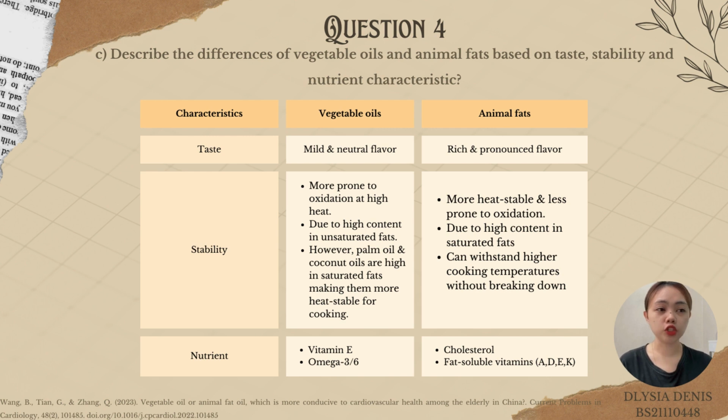For stability, vegetable oils are more prone to oxidation at high heat due to high content of unsaturated fats. However, palm oil and coconut oil are high in saturated fats, making them more stable for cooking. Animal fats are more heat stable and less prone to oxidation due to high content of saturated fats, so they can withstand high cooking temperatures without breaking down. Vegetable oils contain vitamin E and omega-3 as nutrients, while animal fats contain cholesterol and fat-soluble vitamins.